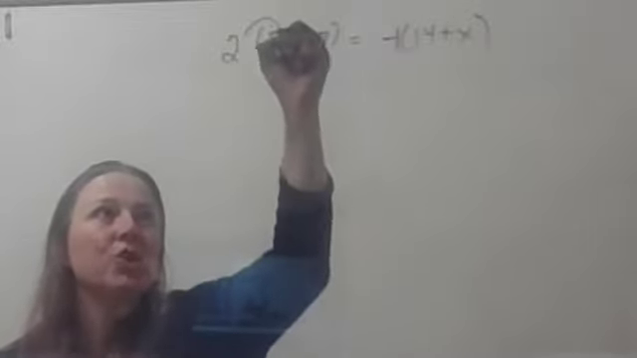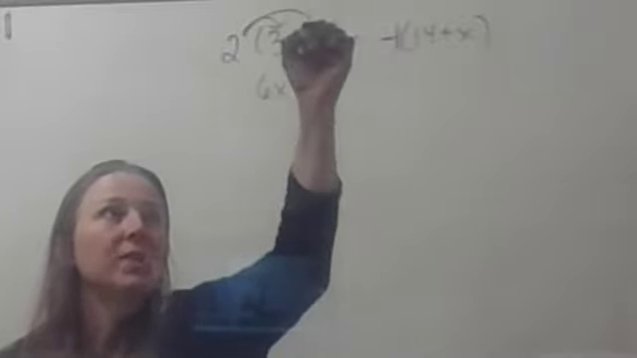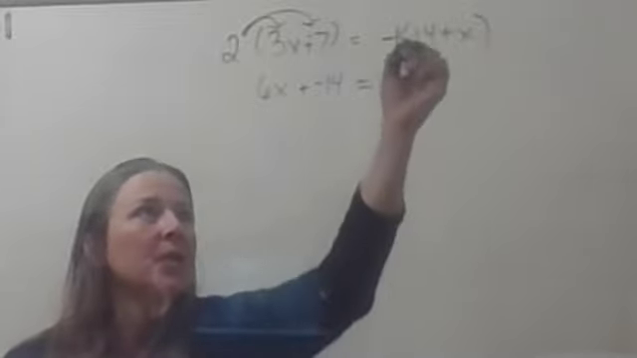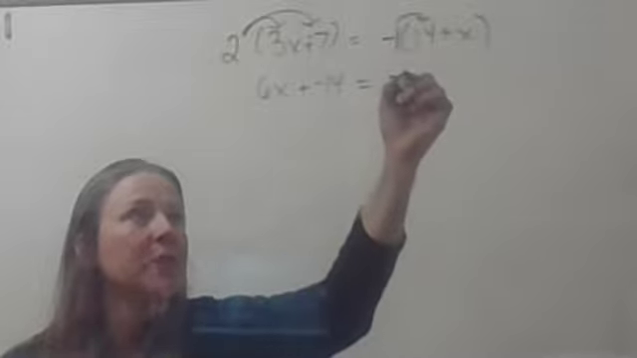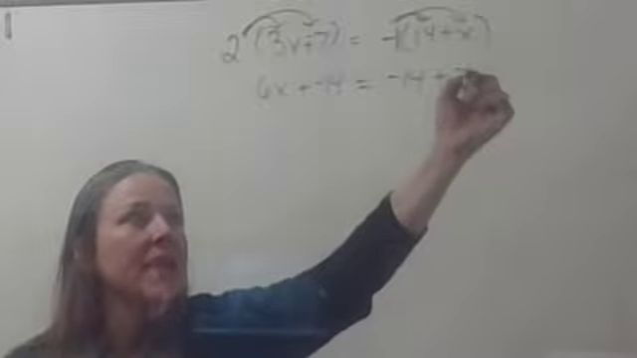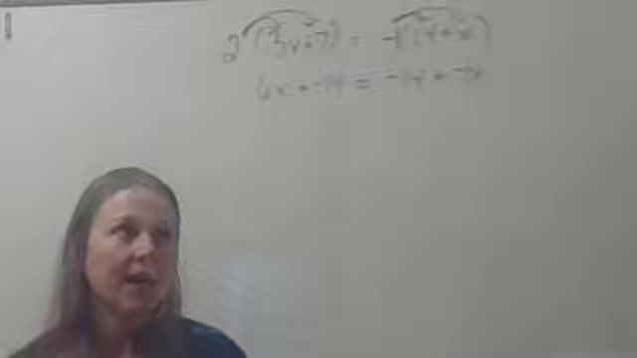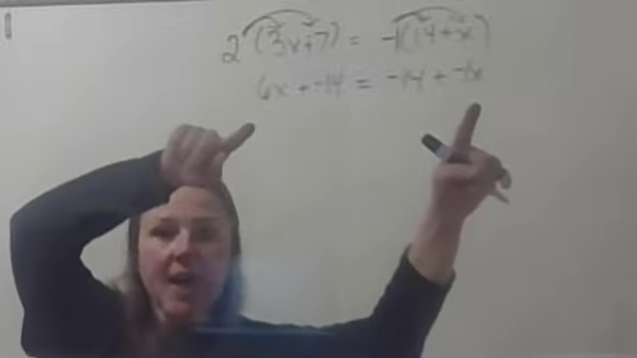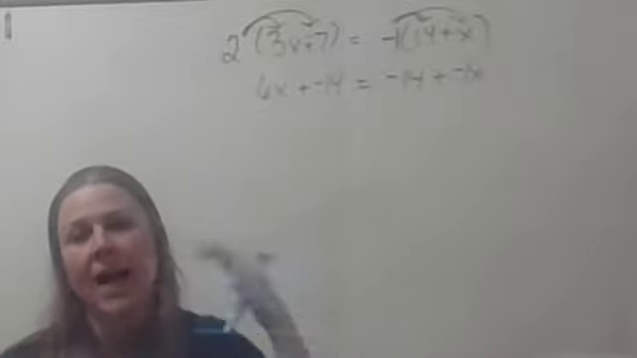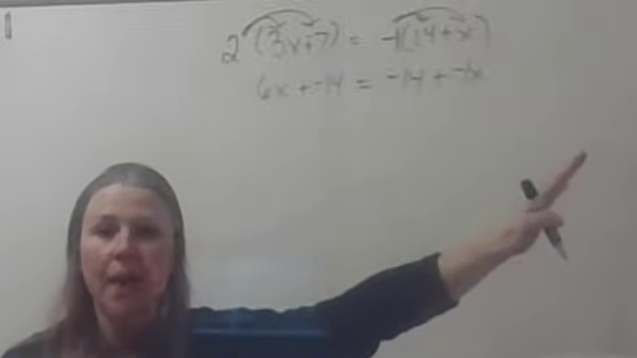So here we go. 2 times 3x is 6x. 2 times negative 7 is negative 14. And then that's equal to negative 1 times 14 is negative 14. And negative 1 times x is negative 1x. You could also just have negative x. So this time we have letters on both sides and numbers on both sides. We want to get all the letters to one side. I like my letters on the left. It doesn't matter though. And all the numbers to the opposite side.